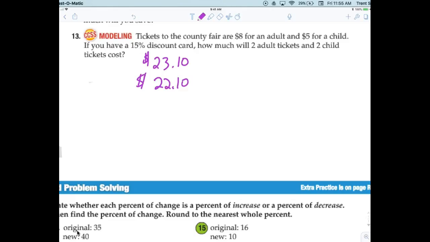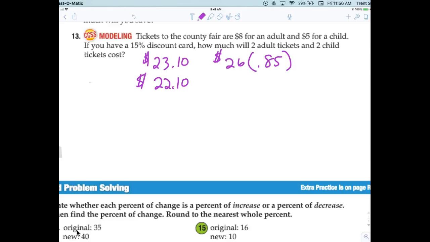Don't write the answer yet. $22.10. So you have to tell me how did I do that? I added 8 plus 8 and 5 plus 5 together. And that is 26. There you go. And then you do 26 times 0.85. Exactly. That makes sense.